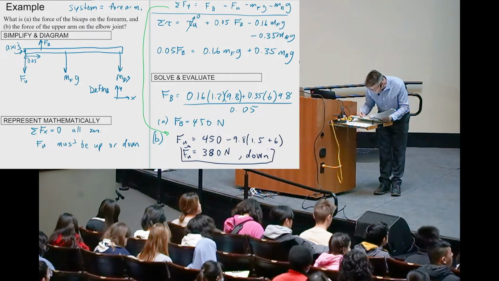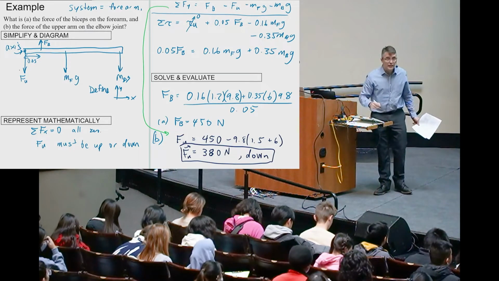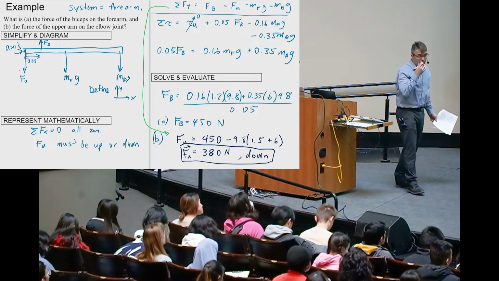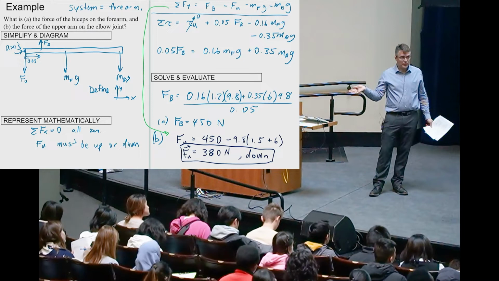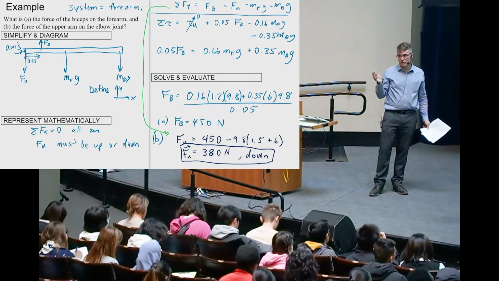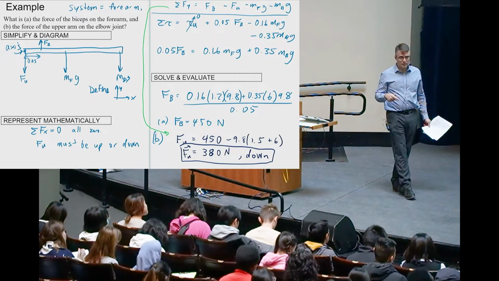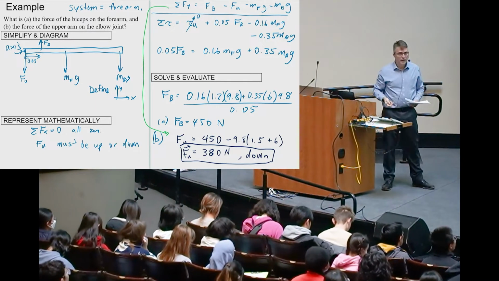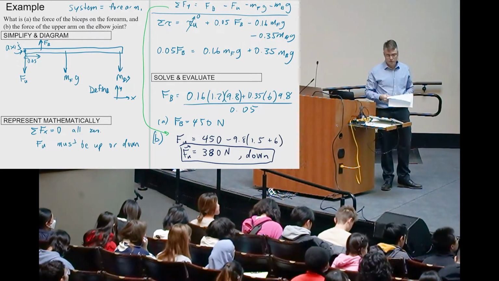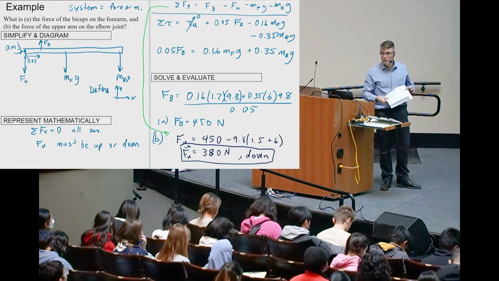So what I did is I guessed the direction by drawing it down on the extended force diagram, and then when I calculated it, I got a positive number, so that meant that my guess was correct. If I had drawn Fu to be up, then I would have got negative 380, and I would know it was a downward force. Okay.